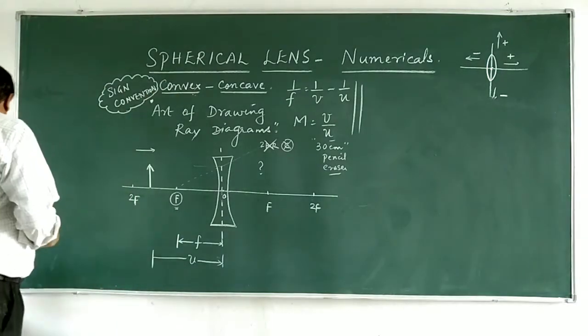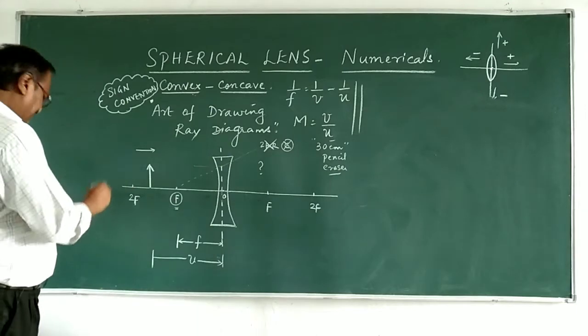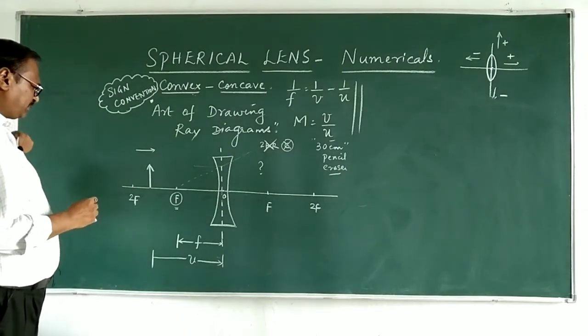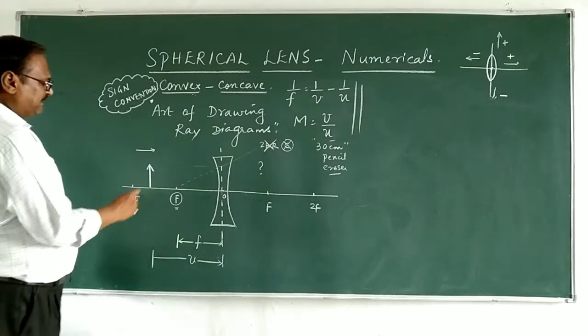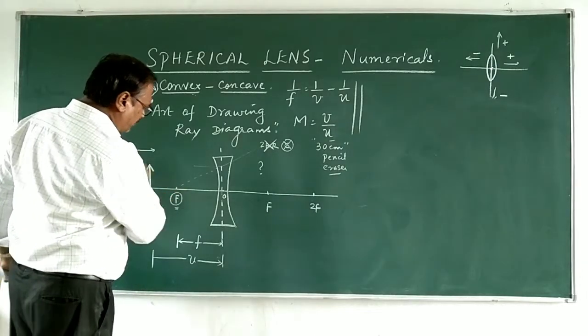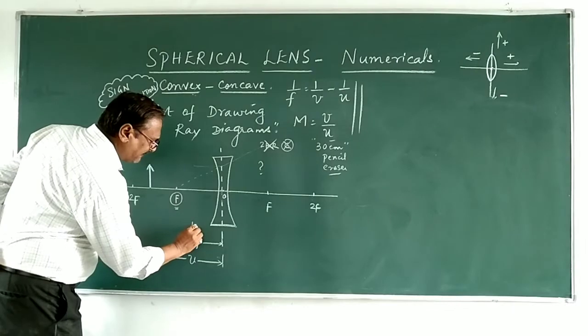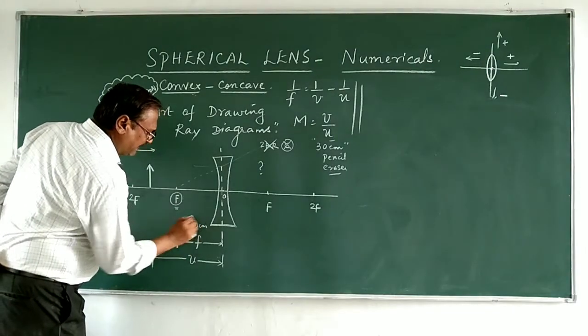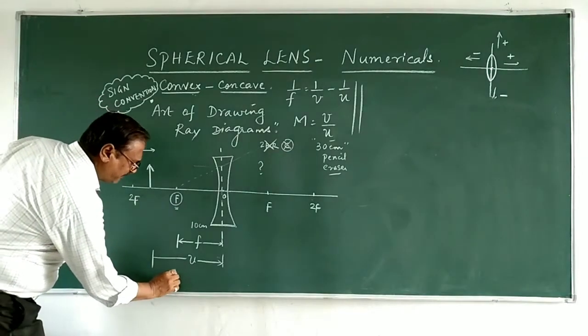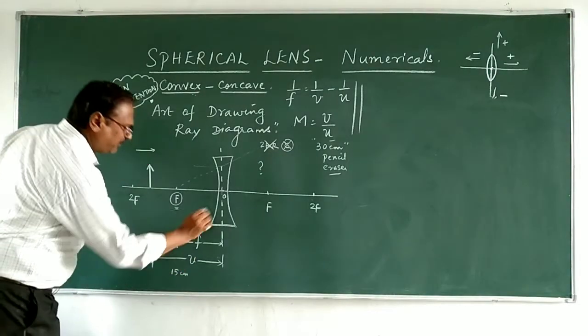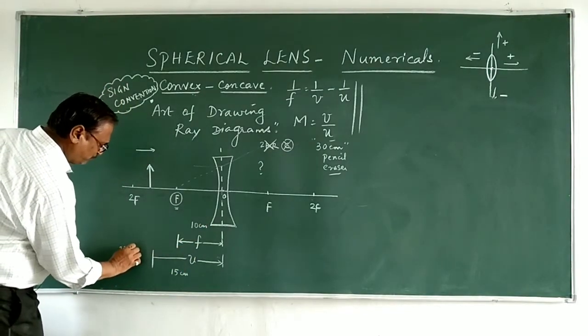Okay, let me take a problem now. Let us say whether I have this problem. Let me check it now. Yes, the focal length, we will take it as 10 centimeter. And we will take the object to be lying at 15 centimeter. We need to know where is going to be v.